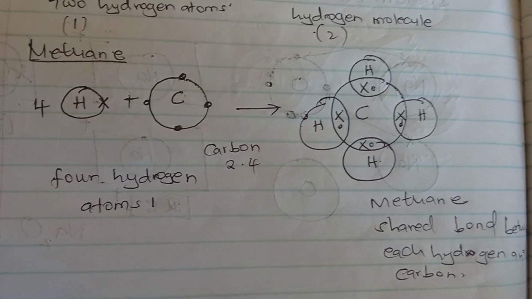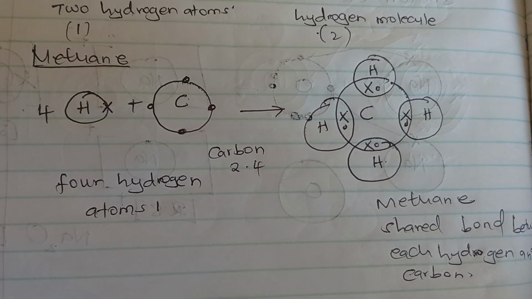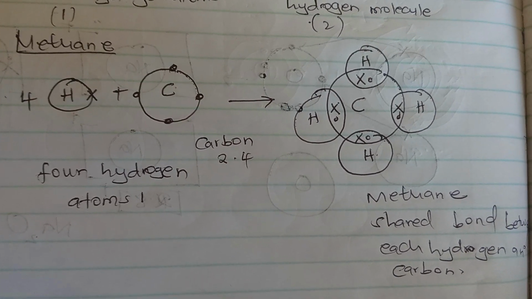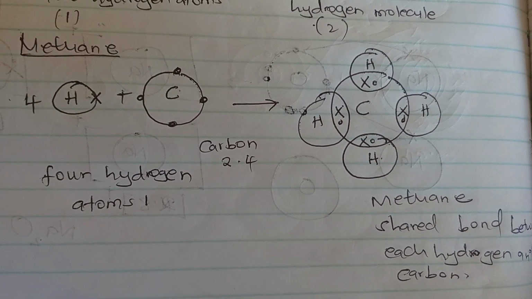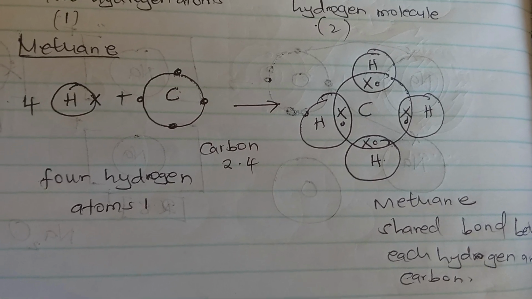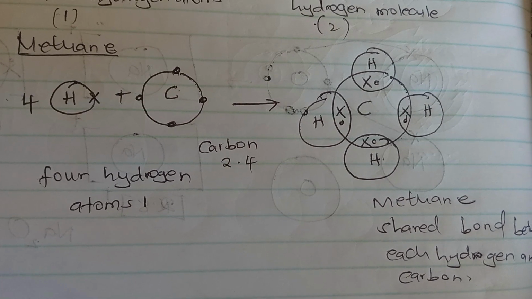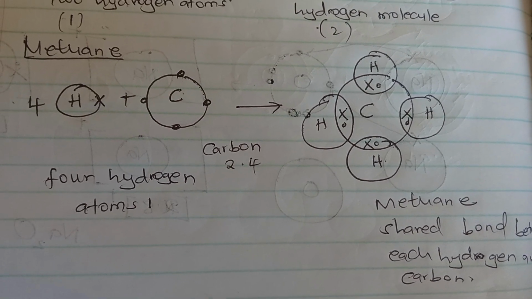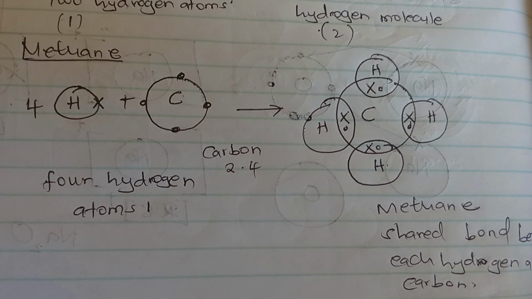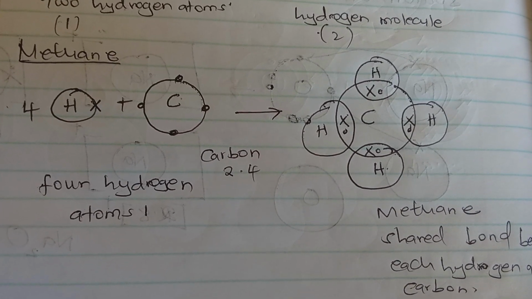Methane is another one. When you bond 4 hydrogen atoms with 1 carbon, you form methane. And in methane, each hydrogen comes with an X. It is given a dot. Carbon has 4 electrons, and therefore the whole of it has 8. It becomes stable, while hydrogen only needs 2 electrons to become stable.